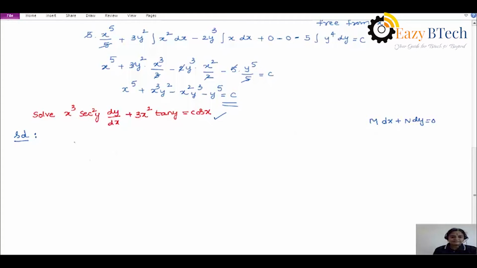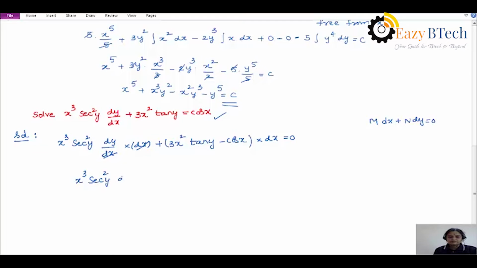Then to change it, we multiply with dx here: x cubed secant square y dy by dx into dx, and plus 3x square y tan y and minus cos x, again into dx, is equal to 0. The plus cos x term on this side becomes minus cos x, and at the same time we are multiplying with dx, so dx will be cancelled. x cubed secant square y dy plus 3x square tan y minus cos x dx is equal to 0.